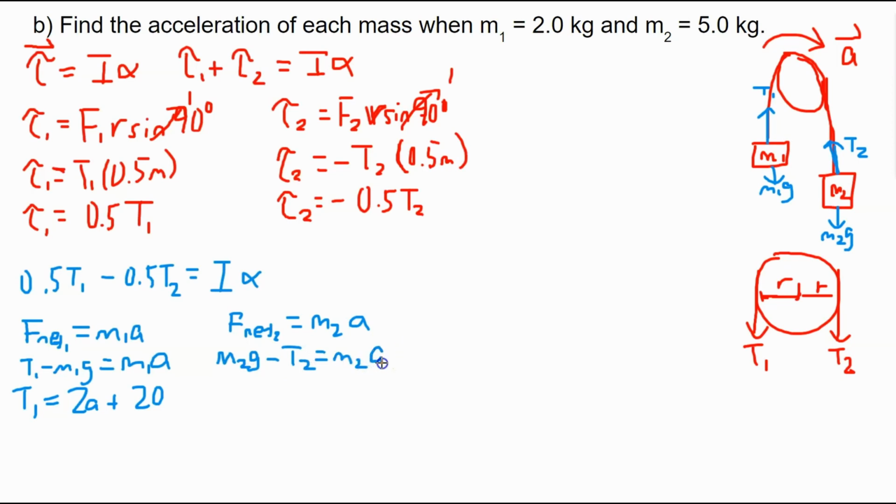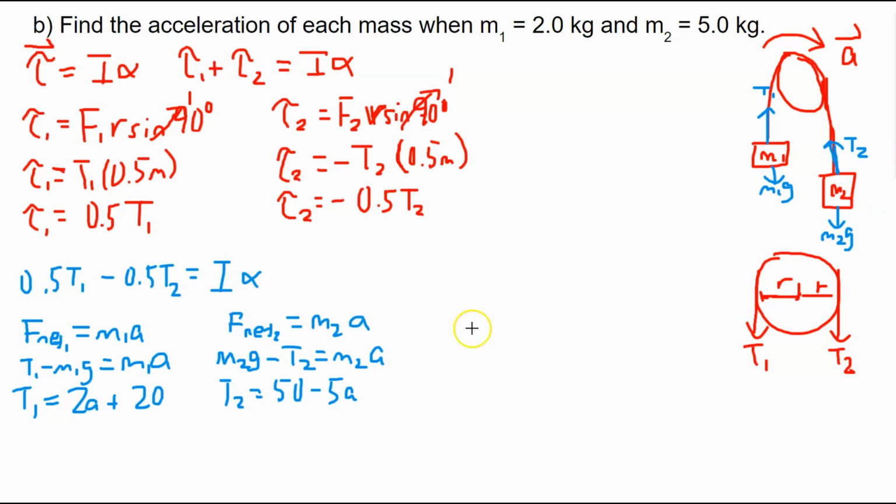And knowing that M2 is equal to 5 kilograms, and again, substituting in 10 meters per second squared for G, we get that T2 is equal to 50 minus 5A. So we did a lot of work here, but we're still not done. We got to find the linear acceleration. But luckily, we expressed the tension in terms of linear acceleration.